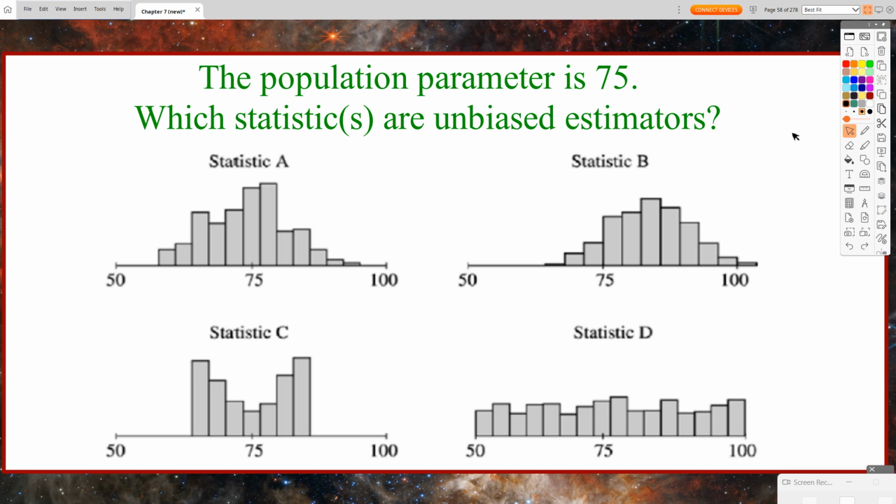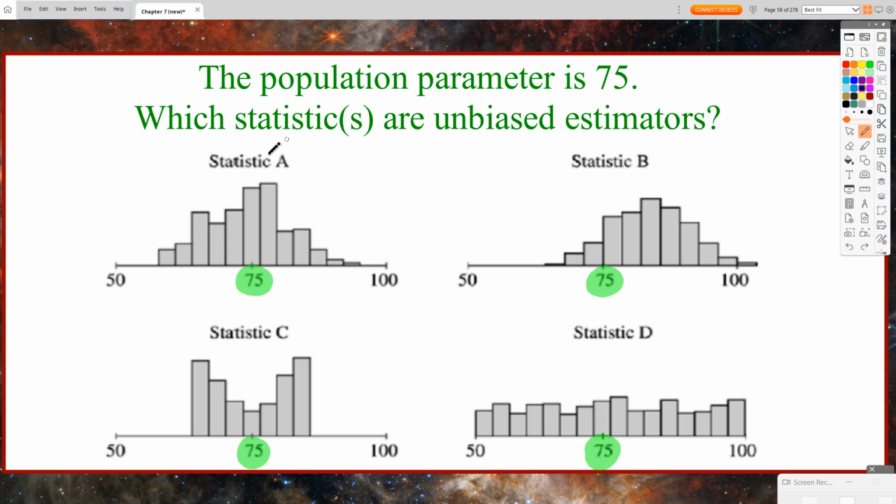All right, so the population parameter is 75. I'm telling you the truth about the population. It is 75. So I'm going to highlight 75 for all four of these statistics and these sampling distributions. Which statistic or statistics are unbiased estimators? Now remember, the criterion we were using to determine if a statistic was an unbiased estimator of the population parameter was whether the center of its sampling distribution was approximately the same as the population parameter.